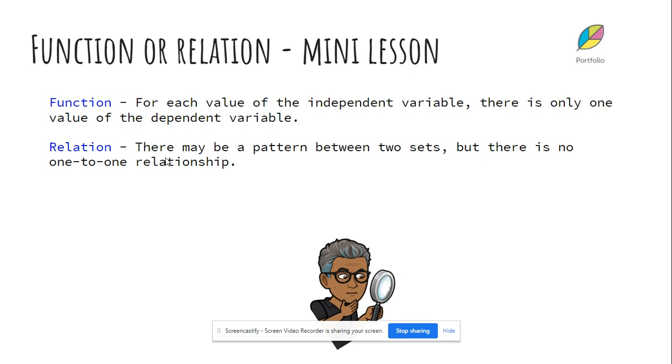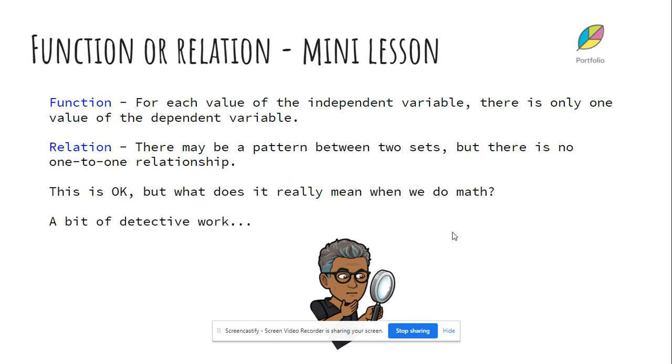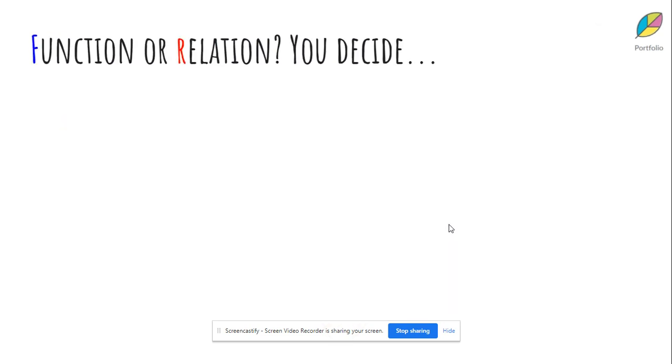These are the definitions. So good, but what does it mean when we do math? Let's take a look at what it means when we do math. So we will need to do a bit of detective work. Come along and see, and if necessary, pause the video at certain points and see if you can make a decision. So we're going to ask you to decide if what we show is a function, which will be identified with the letter F in blue, or a relation, which will be identified with the letter R in red.